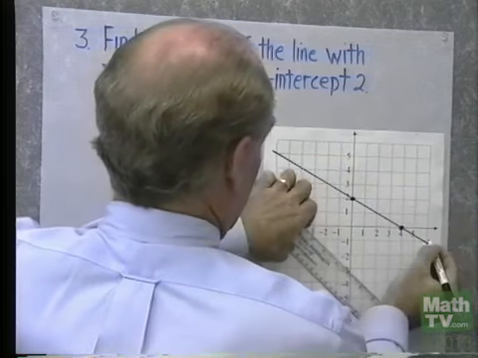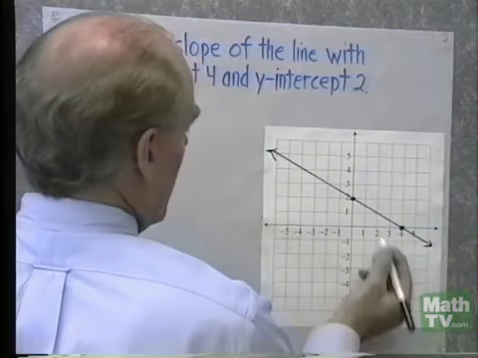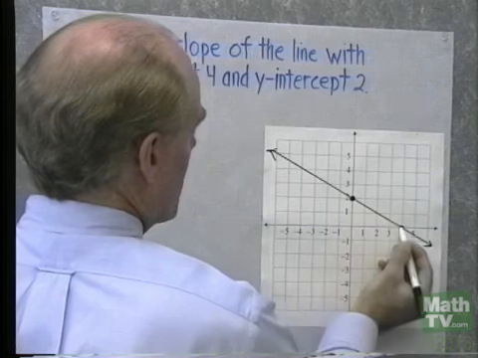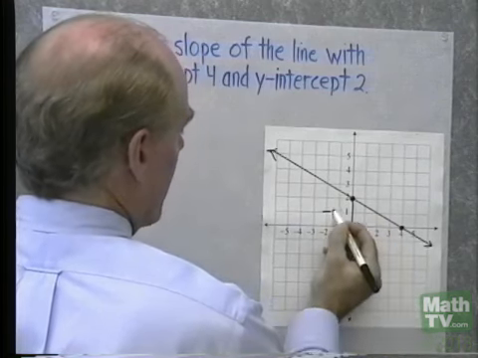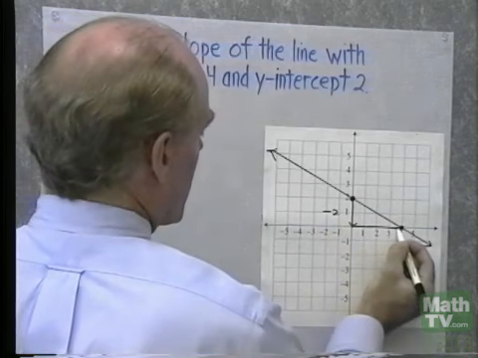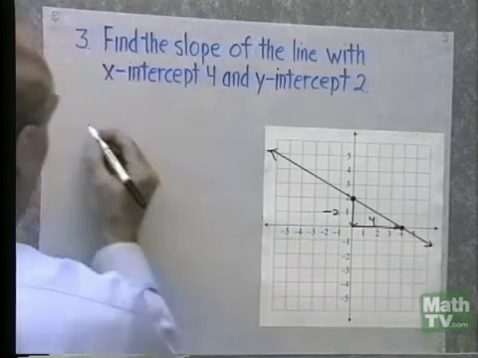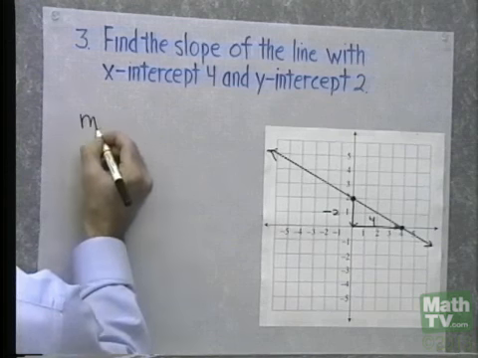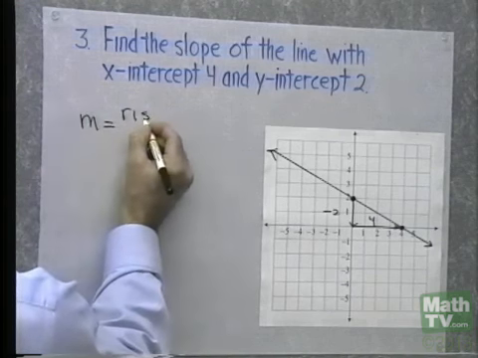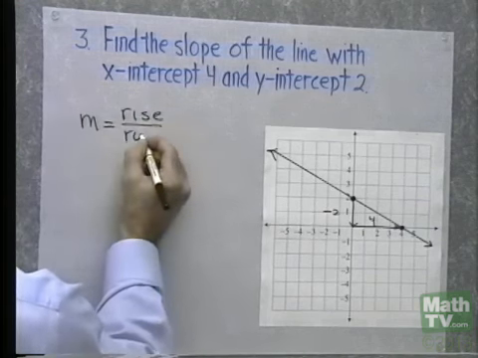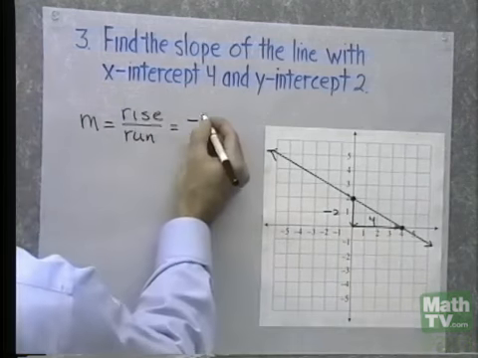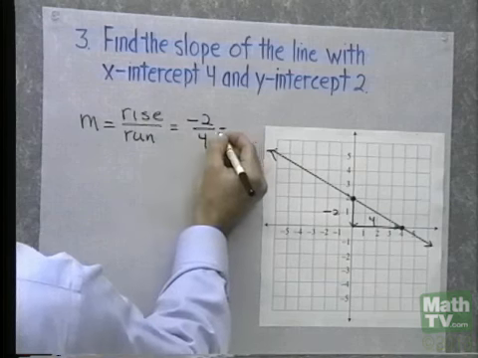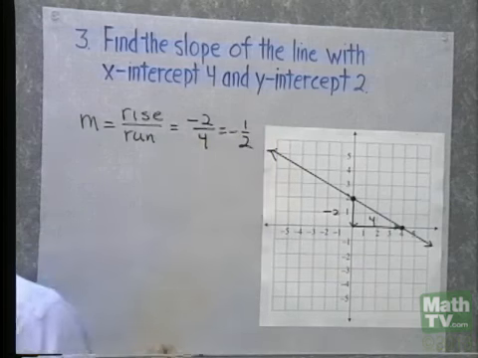Trying to be a little more accurate than I usually am with these. Okay, so it looks like going from, let's say, this point to this point, I would have a rise of -2, accompanied by a run of +4. So the slope m, which is the ratio of rise to run, is going to be negative 2 divided by 4, which is equal to negative 1/2.